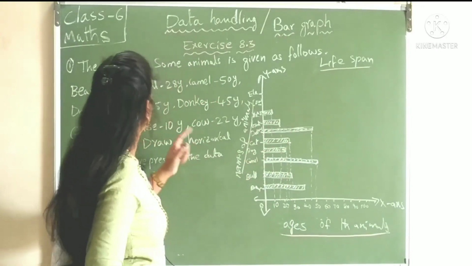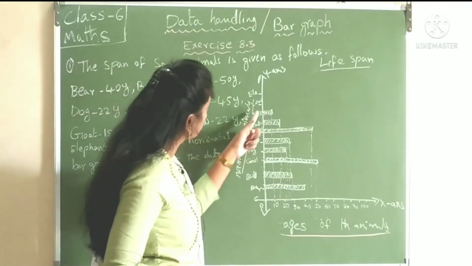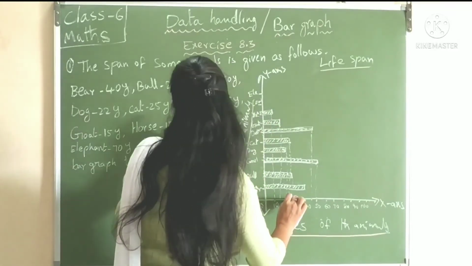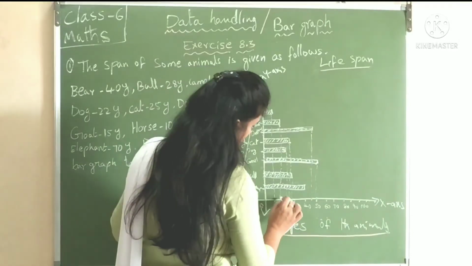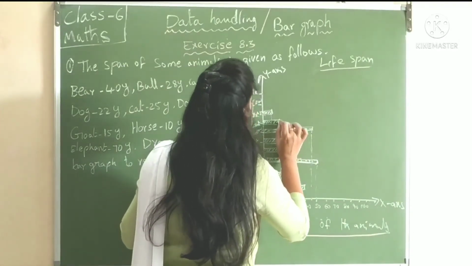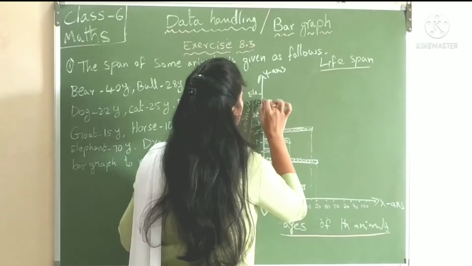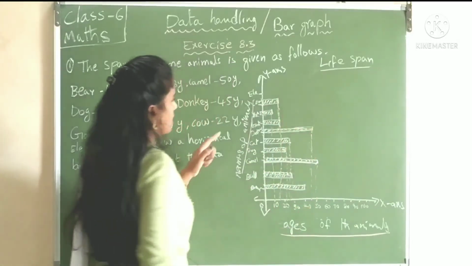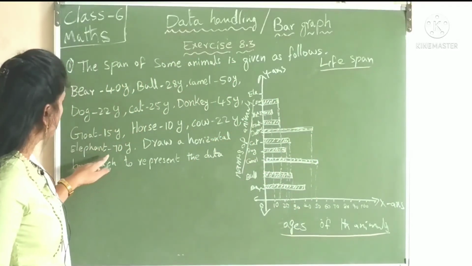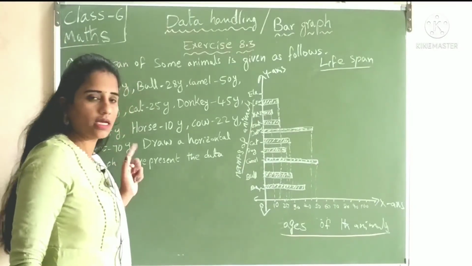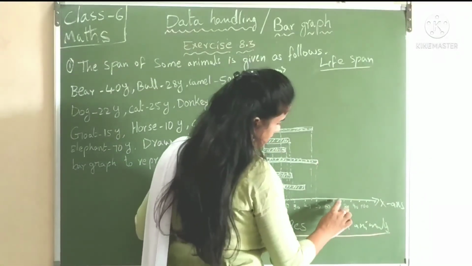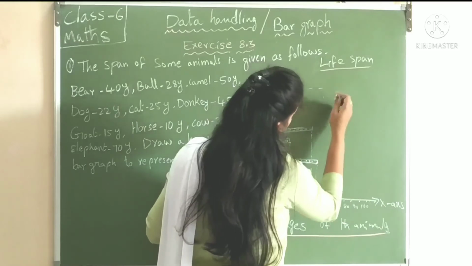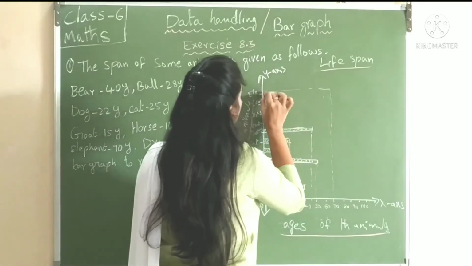And cow has 22 years. See here, 22 years again. Dog also has 22 years, and again cow has 22 years. Elephant has 70 years. Where is elephant? 70 years.